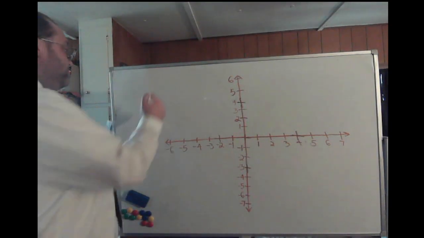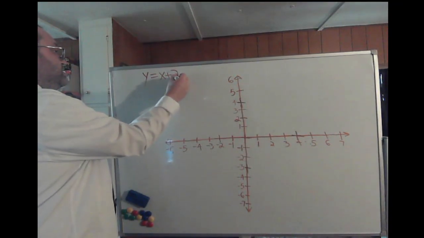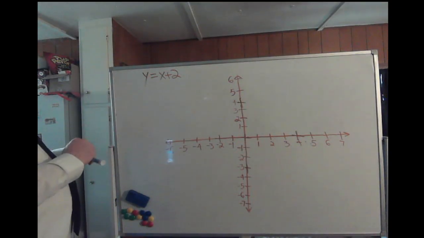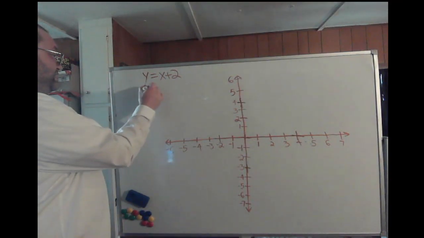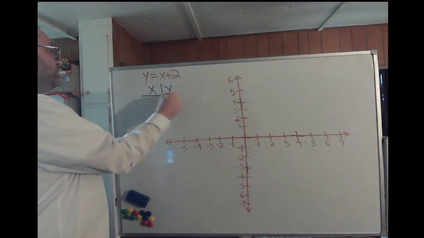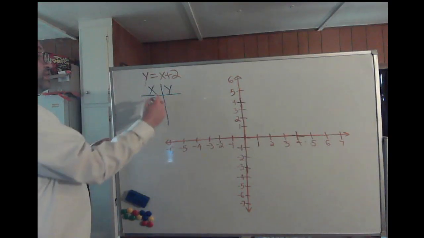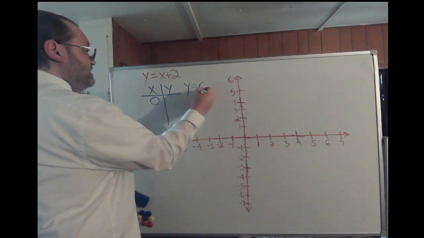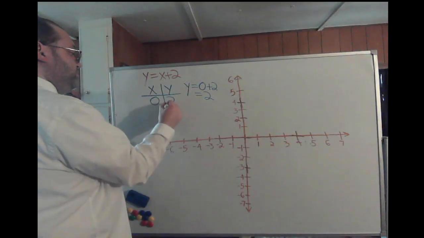Let's say we have y equals x plus 2. So y equals x plus 2. Well, again, let's make a table of values here, okay? We'll have x and y. So, let's pick x equals 0. Well, when x equals 0, you're just going to substitute that into the equation. So y equals 0 plus 2. Well, what's 0 plus 2? That equals 2. So y would equal 2 at that point.